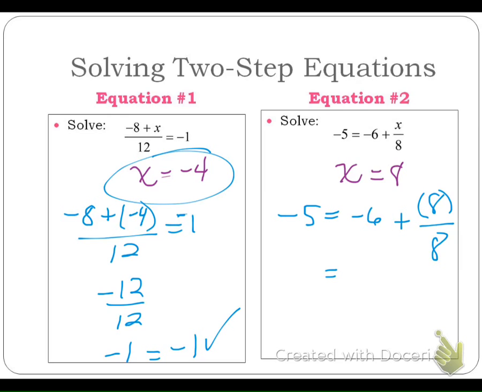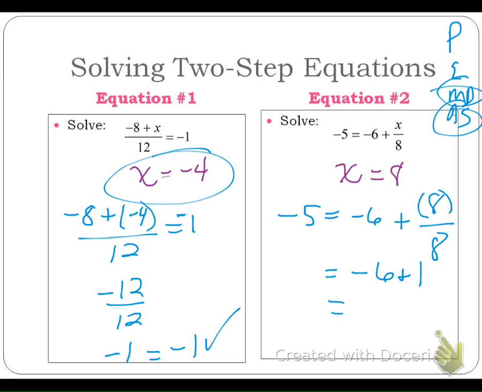Remember your order of operations. Please excuse my dear Aunt Sally. 8 divided by 8 is a division problem, so I need to do that first before I take care of that negative 6. So I have negative 6 plus 8 divided by 8 is 1.